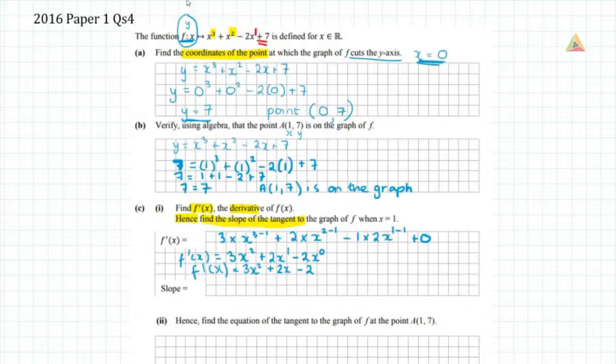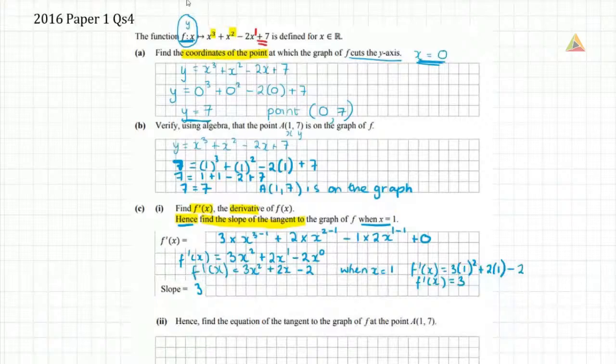The next part says hence, so we need to use that answer, find the slope when x is equal to 1. So we're going to sub in 1 for x, so when x is equal to 1, we're going to be saying f dashed of x is equal to 3 times 1 squared plus 2 times 1 minus 2, and when we put that into our calculator, we're going to get an answer of 3. So my slope, which I'll fill in here, is 3.